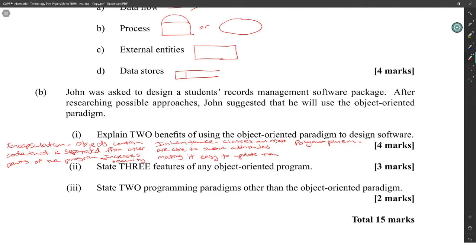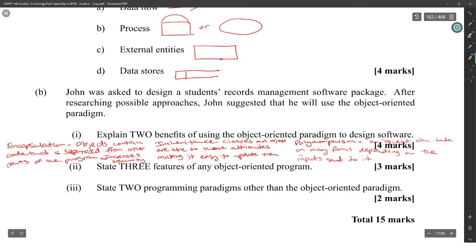Or reusability of the code. Polymorphism means you can reuse it for other things. Yeah, polymorphism, multiple objects. Polymorphism is the hardest one to explain. Let me say that again. Polymorphism: an object can take on many forms depending on the input sent to it.